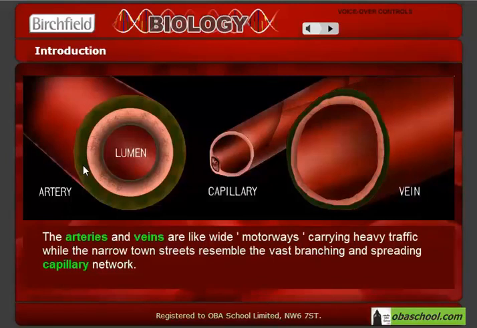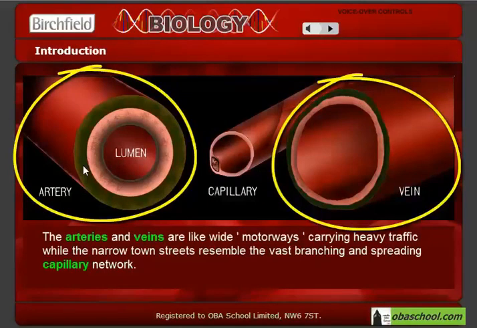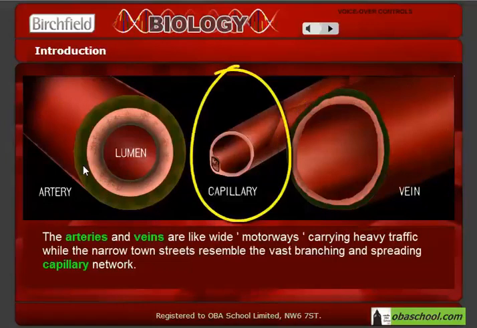The capillaries are narrower than both the arteries and the veins. This is the artery, this is the vein, and you can see the capillary in the middle, so you can see the clear difference in diameter. The arteries and veins are wider than the capillaries, so they can carry more traffic, while the capillary is very narrow. So in the capillaries, blood obviously moves slower, which helps with gas exchange.